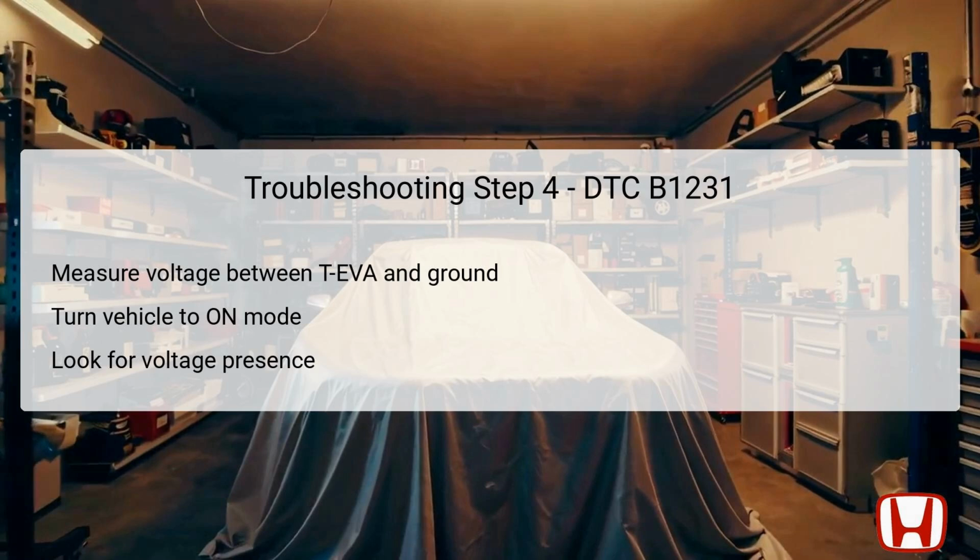Conversely, if no voltage is present, this suggests that the TEVA wire is operating correctly and is not shorted. This step is critical for determining the health of the wiring and ensuring reliable communication between the evaporator temperature sensor and the climate control module.